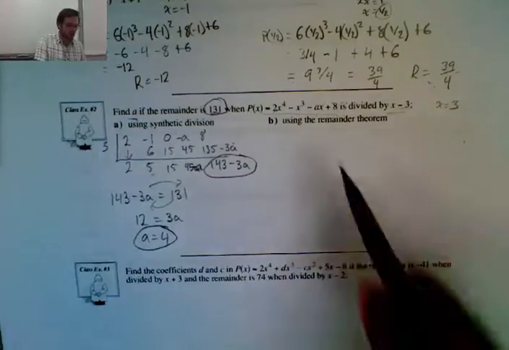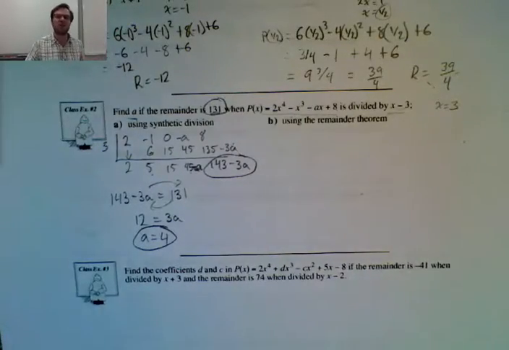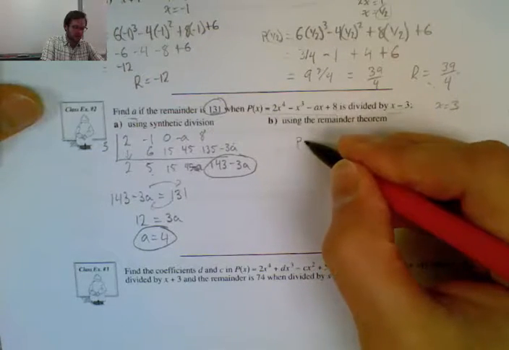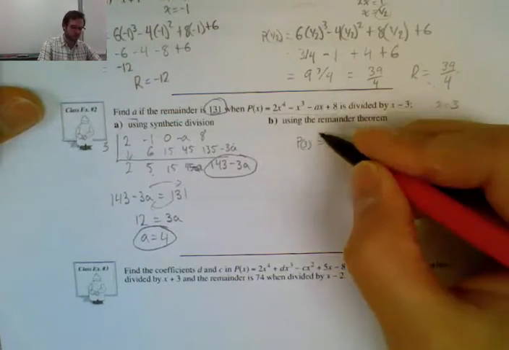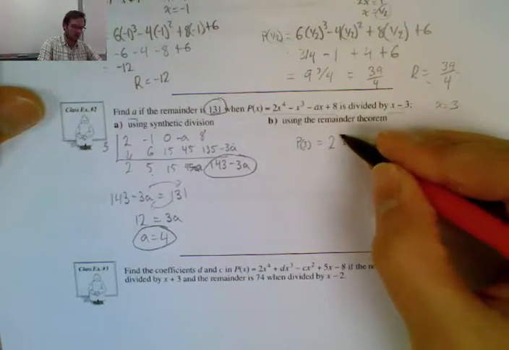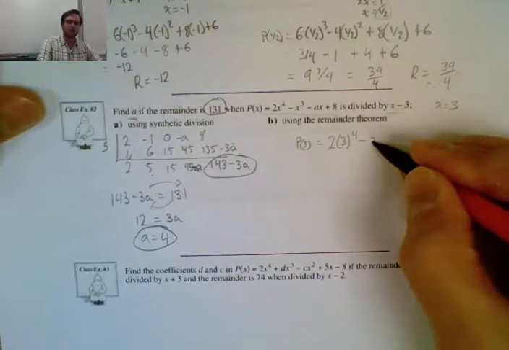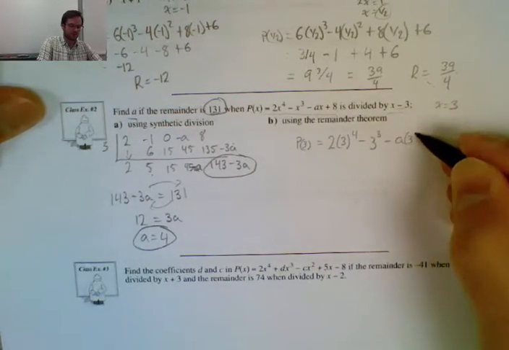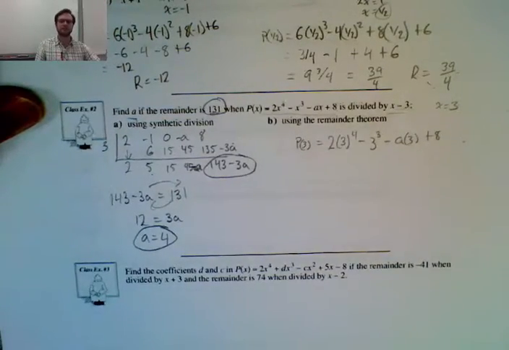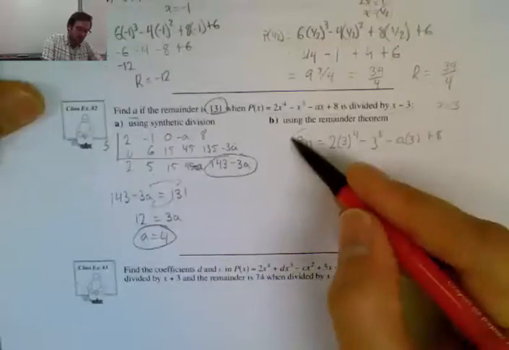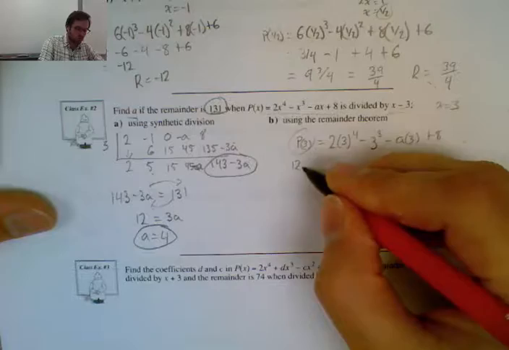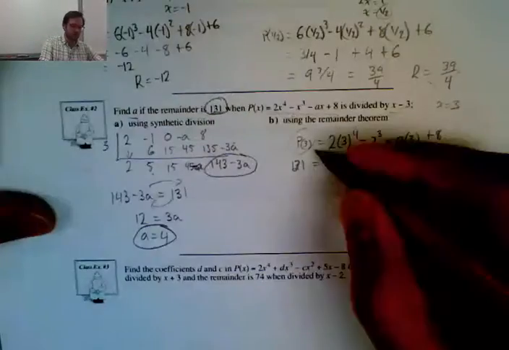Okay? Now let's try b. For b, we're going to use the remainder theorem. It looks complicated, might scare you a bit, but it's not that bad. So we're just going to plug in what we know. So first of all, we know that P of 3 is equal to 2 times 3 to the power of 4 minus 3 cubed minus a times 3 plus 8. Okay? Now, we know that P of 3 is my remainder, so my remainder is actually 131. So I'm going to put in 131 is equal to 2.